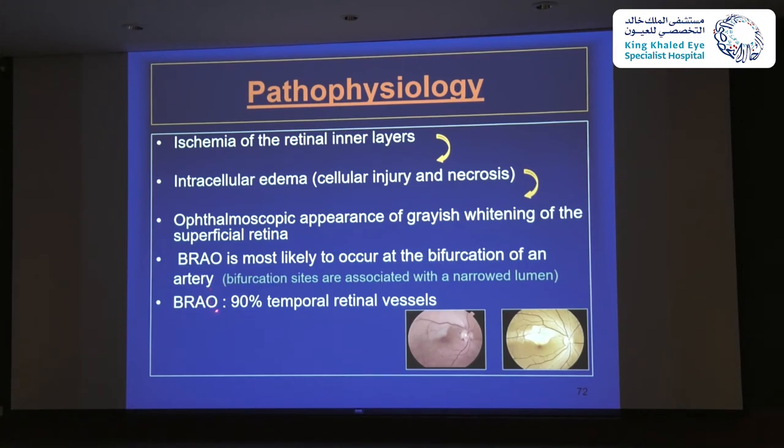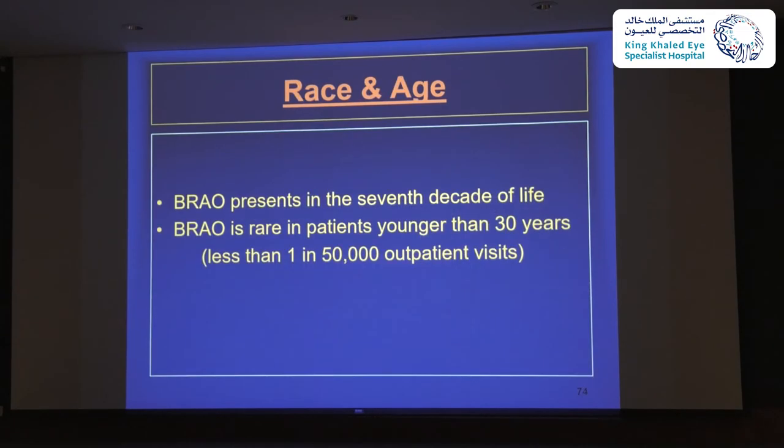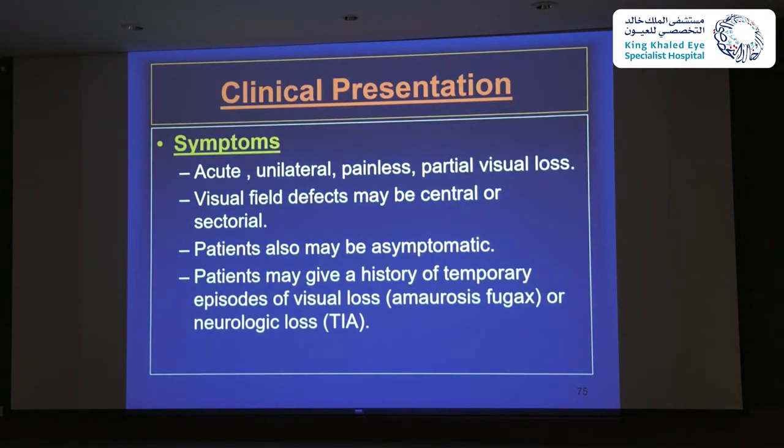In branch retinal artery occlusion, 90% involve temporal retinal blood vessels. So usually temporal branch retinal arteries are more affected when you compare them to the nasal ones. It represents 38% of acute retinal artery occlusion. In the central artery it is 67 or 76, here it is 38. Usually this is an elderly condition, but if it presents in a patient younger than 30 years, that should be taken into consideration. Symptoms usually depend on the area affected, either in the macula or outside the macula.